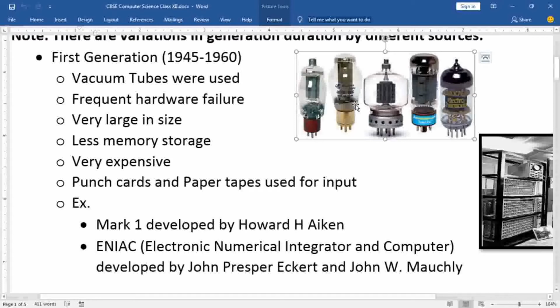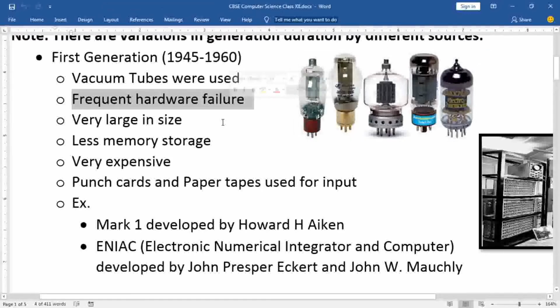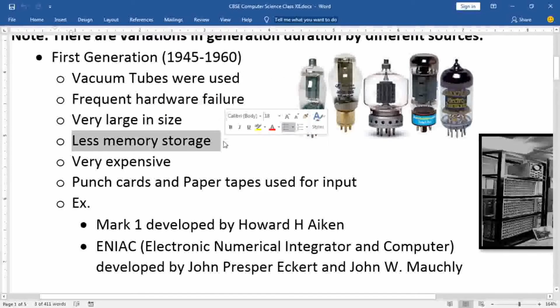which results in frequent hardware failure. They were very large in size, had less memory storage, and were very expensive at that time.